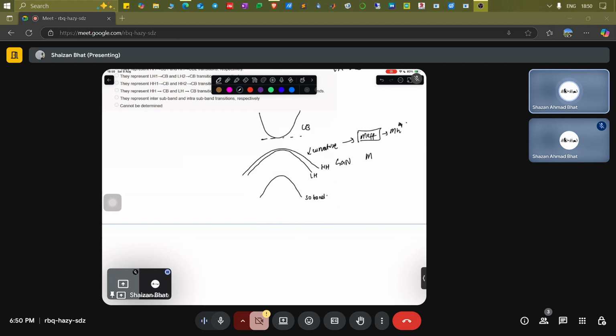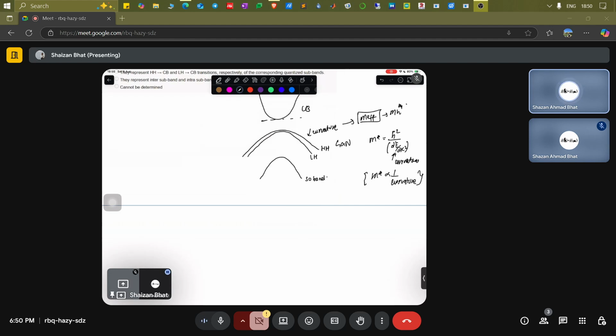So effective mass of holes or electrons. You can write the effective mass in general as h bar square divided by d square E over d k square, which represents the curvature. So the effective mass is inversely proportional to the curvature of the bands. That is from basic device physics. So the more the curvature, the less the effective mass. That is why this is lighter and this is heavier.